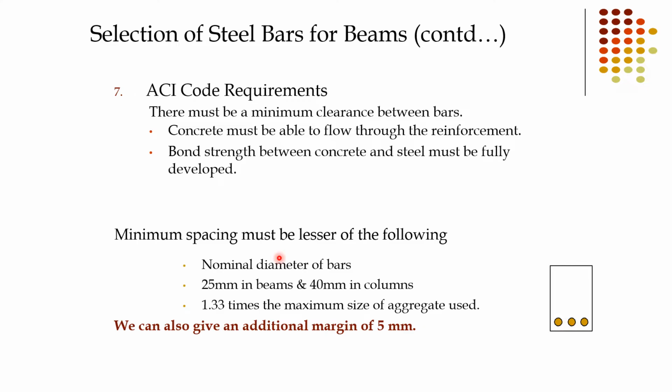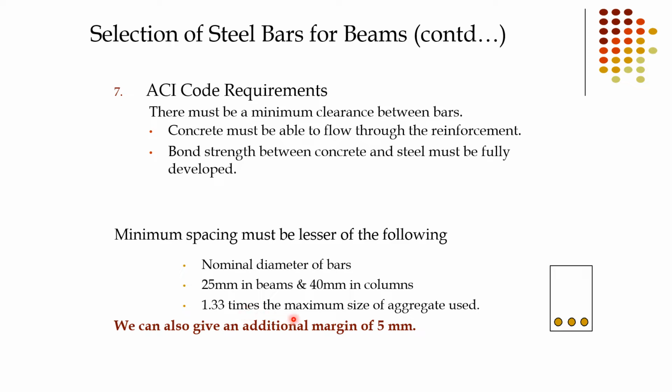So what about the gap? Minimum spacing must be the lesser of the following three. First, the nominal diameter of the bar. For example, if you are providing a 13 millimeter bar, then the bar diameter is 13 millimeter. If you are providing a 20 millimeter bar, then 20 millimeter is the nominal diameter of the bar. Second condition is 25 millimeter in beam, 40 millimeter in column.